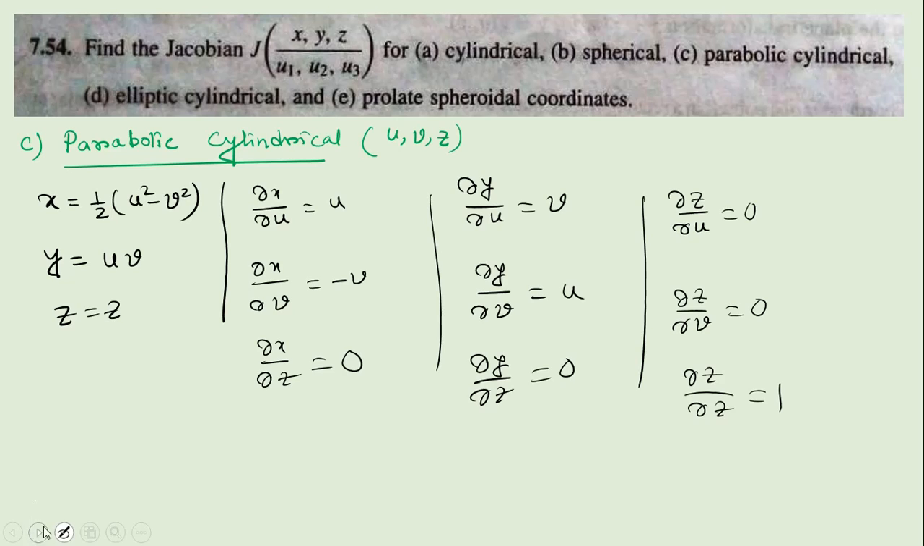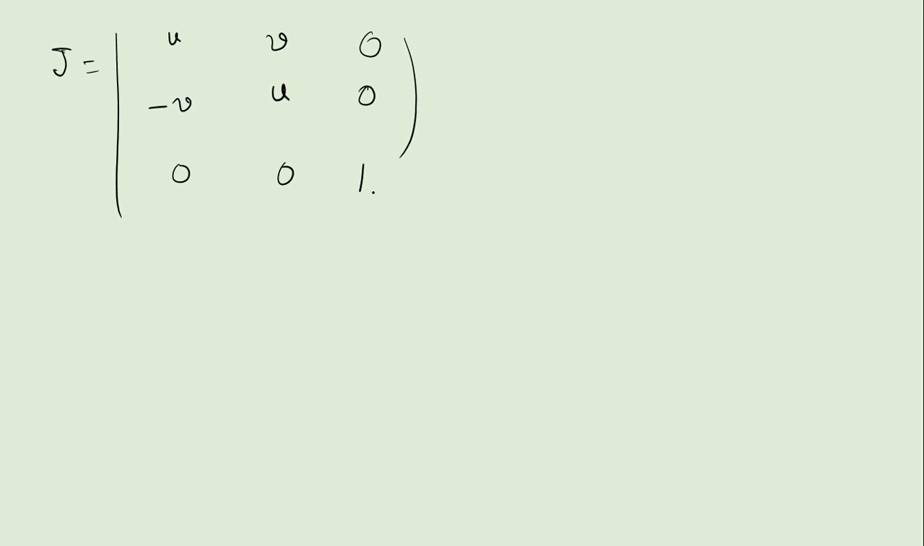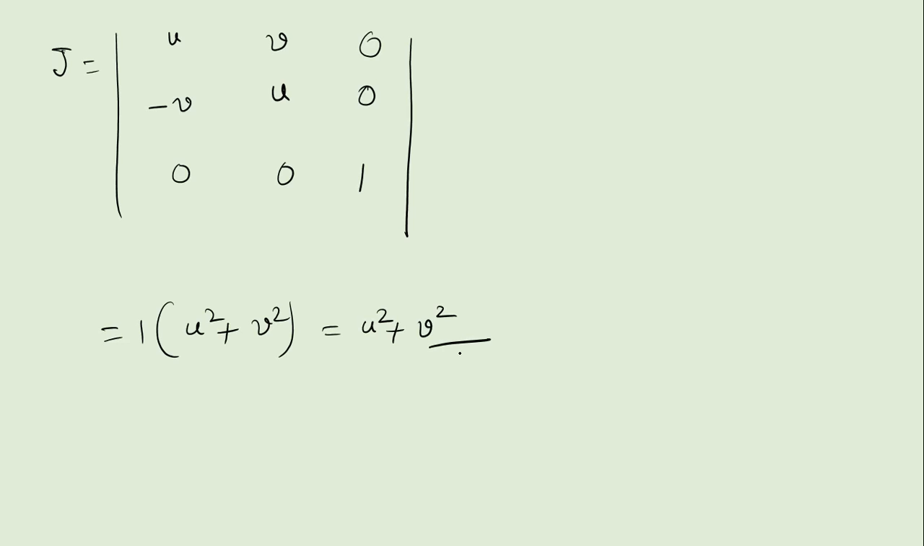Just put this value in this Jacobian. So the value will be u, minus v, 0; v, u, 0; 0, 0, 1. So expand with respect to this column, you will get 1 times u² minus minus v². So this is nothing but u² plus v². I think clear. Go to the next one.